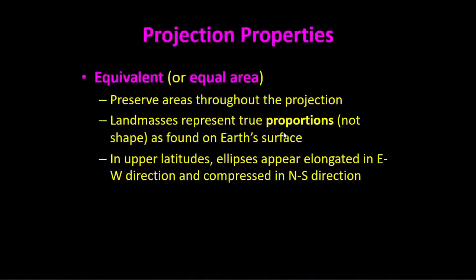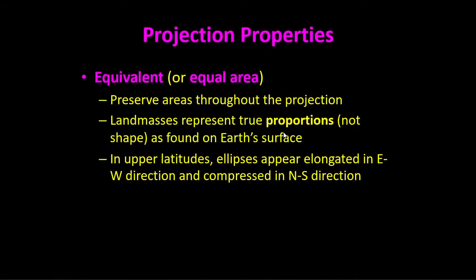Our first family is called the equivalent or the equal area projections. And these preserve areas throughout the projection. So that's what they're good at. Here you have areas that are all true to what they actually are, the proportions. Not so much the shape, but their proportion. How much land area they take up on Earth's surface, proportionally to everybody else, is true.